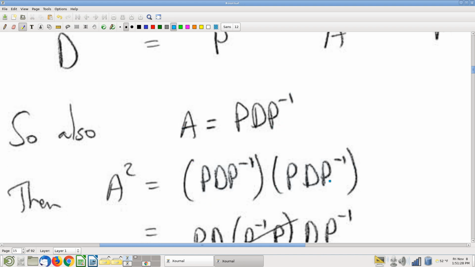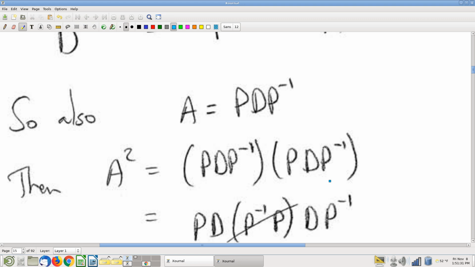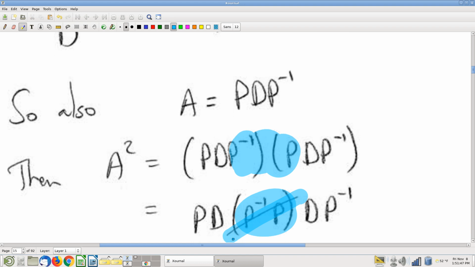Now associativity kicks in, right? I can move these parentheses around however I like, and P times P inverse just cancels. I'm not having to commute. You can't commute matrices, right? But that's not necessary. The P and the P inverse are right next to each other, and they just cancel.